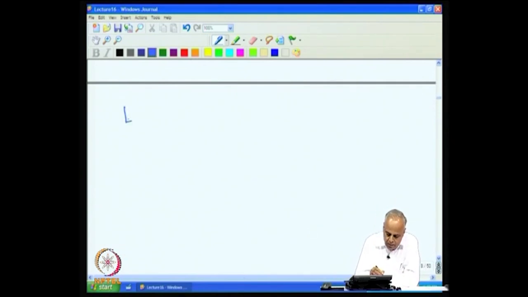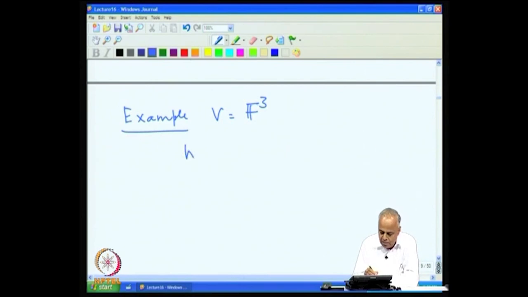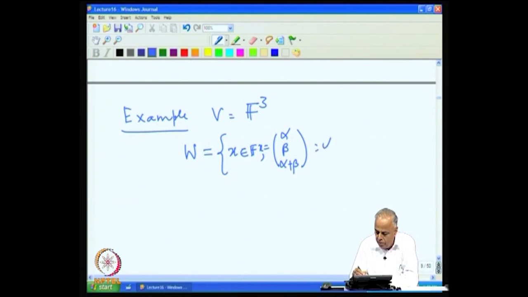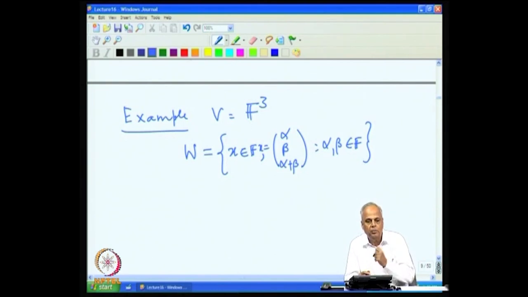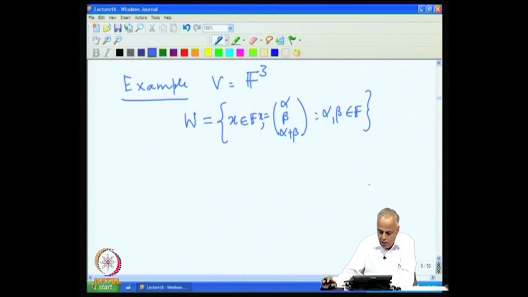Let us take the very simple space V to be F3, and let us take this subspace W. We have seen this subspace before. It consists of all the vectors in F3 of the form alpha, beta, alpha plus beta, where alpha and beta belong to F. If we take F to be R, this is what we geometrically interpreted as the z equal to x plus y plane. The third component is equal to the sum of the first two components. Consider this subspace.